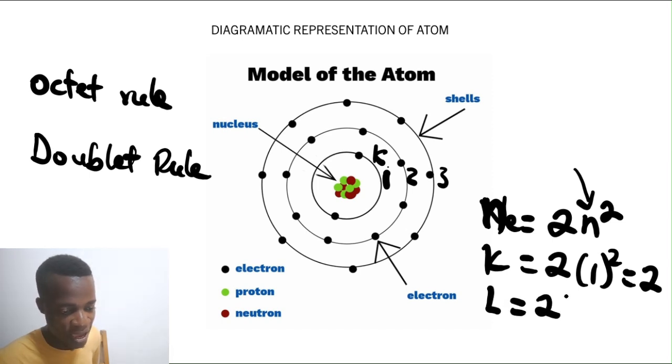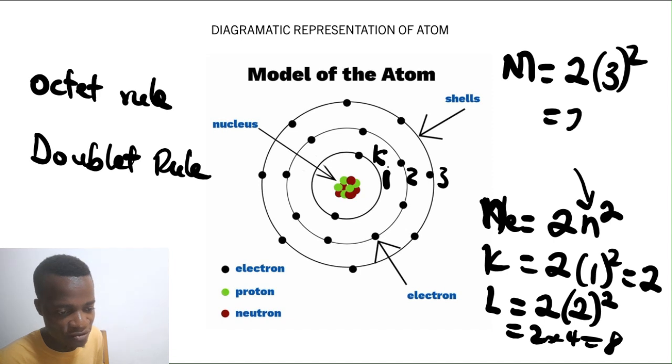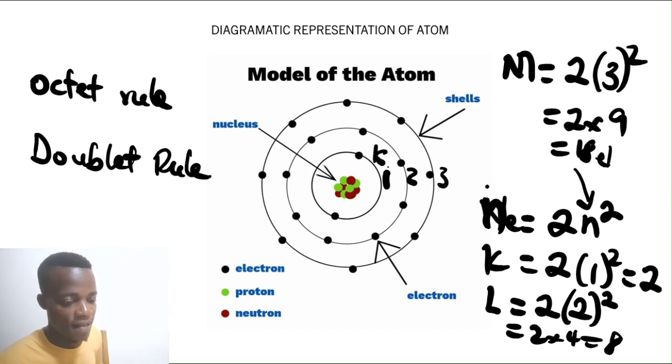Now let's go to the second shell, shell L, right? The n is what? 2 over there. So 2 squared, we are going to have 2 times 4, which is going to be 8 electrons. So the second one has 8 electrons as well. The third one, K, L, M, sorry, M will be the third shell. We're going to do it like this: 2 times 9, which is going to be 18 electrons. So a maximum of 18 electrons can be on the third shell.